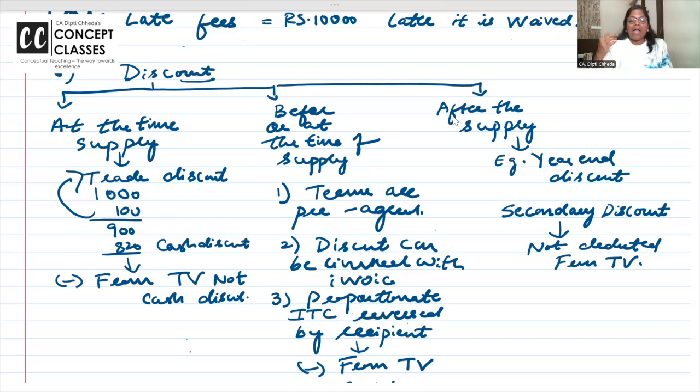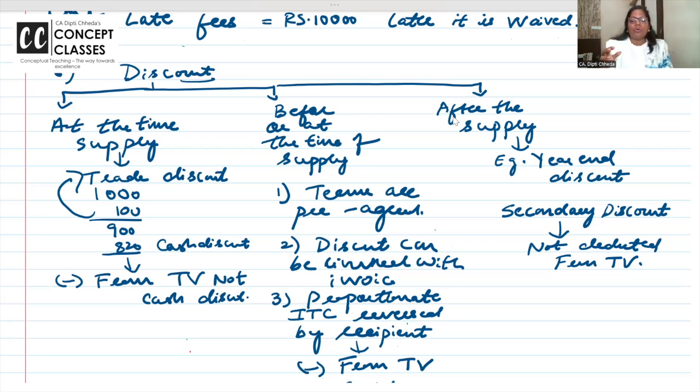But after giving you the trade discount of 1,000, 100, 900, when I'm giving you 900 also, you are paying 820 in the full and final settlement. That 80 rupees is the cash discount which is not to be deducted. I want to repeat, look at the first one. At the time of the supply, the trade discount is to be deducted from the transaction value.